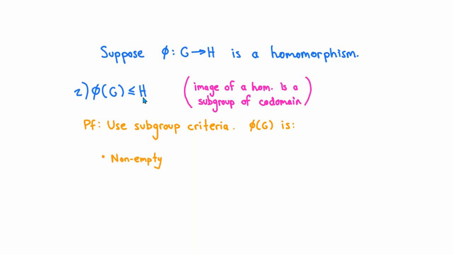First of all, when you're using the subgroup criteria, never forget to check that the set you're looking at is actually non-empty. In this case, the image of G is definitely non-empty because G itself is non-empty. Any group has at least one element, which is the identity element, and the image of the identity element is an element of the image of G. Therefore, the image of the group G is always non-empty.